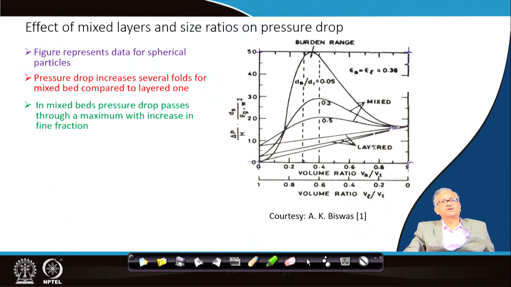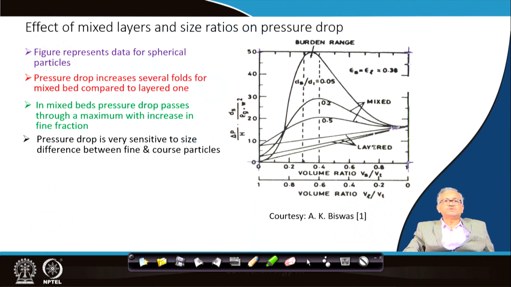Layered bed, not that much. In mixed bed, the pressure drop passes through a maximum that I showed with increase in the fine fraction, and the maximum is attained at around 30 to 40% of the fine fraction. And pressure drop is very sensitive to the size difference between the fine and the coarse particle. You can find that when the ds by dl is the diameter ratio.